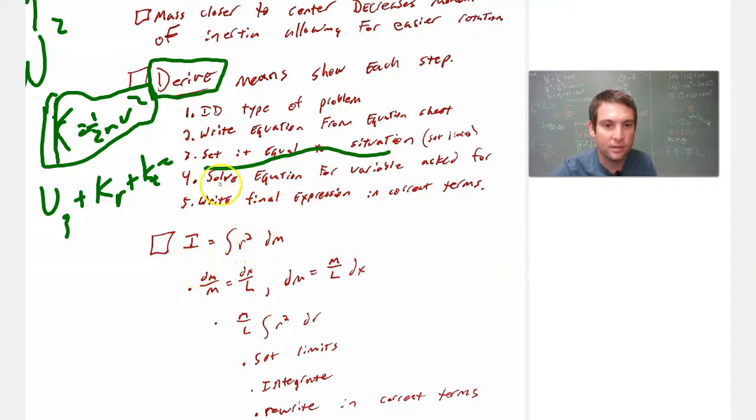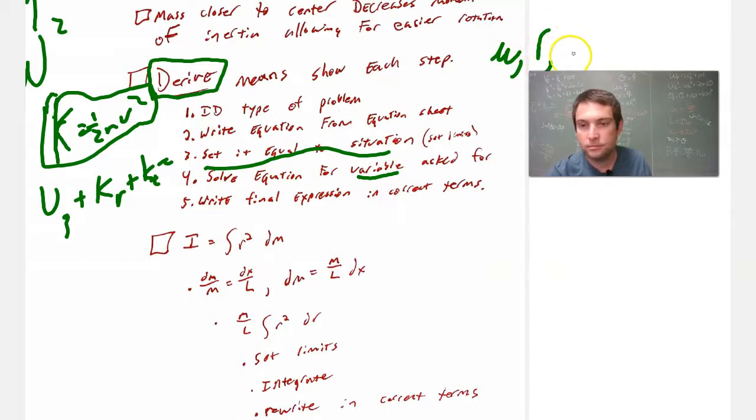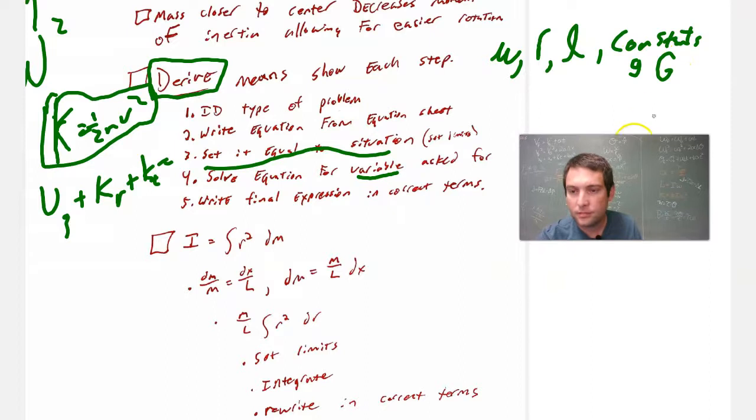I kind of glossed over the important stuff. Solve the equation for the variable asked for. So if the problem says in terms of mu, R, L, and constants as appropriate, those constants can be things like little g or big G, those kind of things that are always constant. Please make sure you are simplifying your answer to get these things.